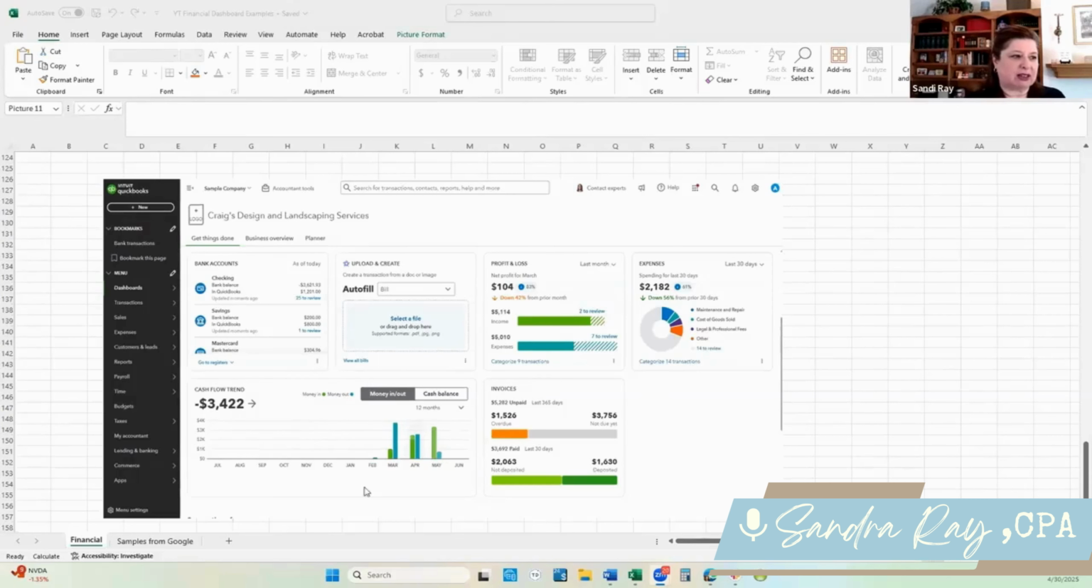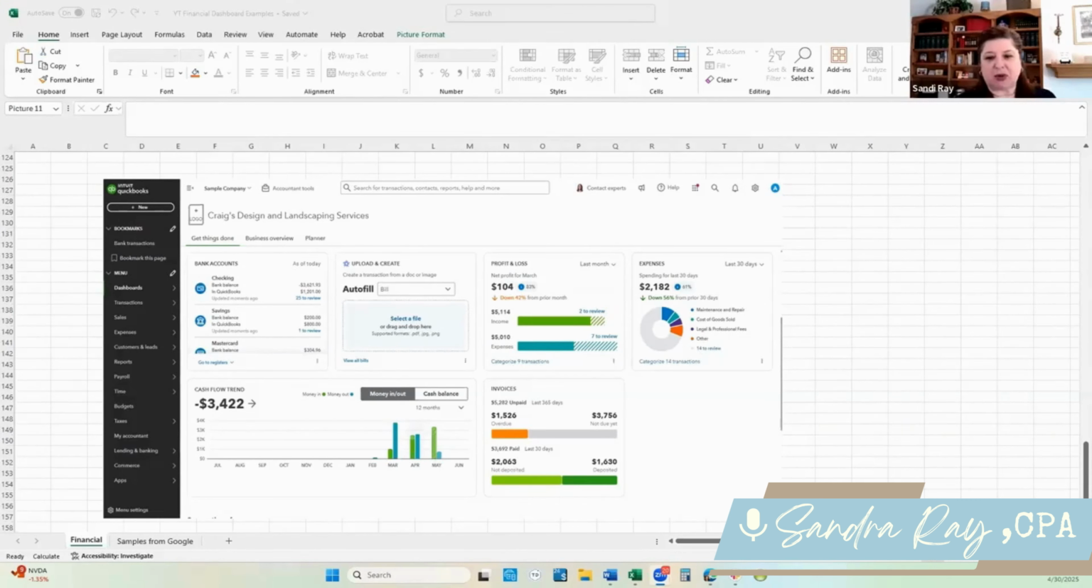Here's cash flow trends, money in, money out, invoicing. What's our receivables? What are we doing for invoicing? Here's breakdown of our expenses. Here's our profit and loss. You can customize this if you want, and that is really helpful.